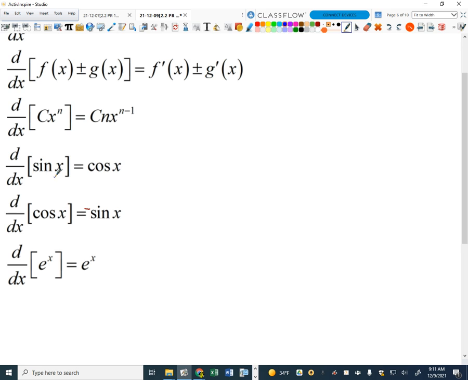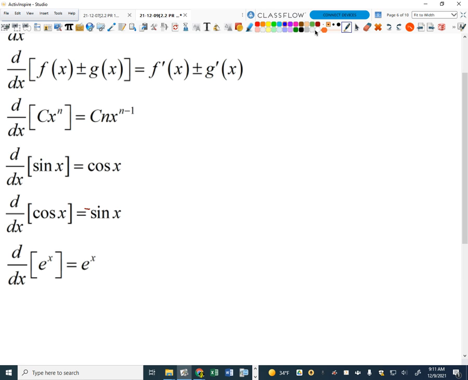The derivative of sine x is equal to cosine x. The derivative of cosine x is equal to negative sine x. Don't miss that negative sign. And I'm going to give you one more. And again, I'm not going to prove this one, even though it's killing me not to prove this. The derivative with respect to x of e to the x is e to the x. That's a weird one. Think what that means.